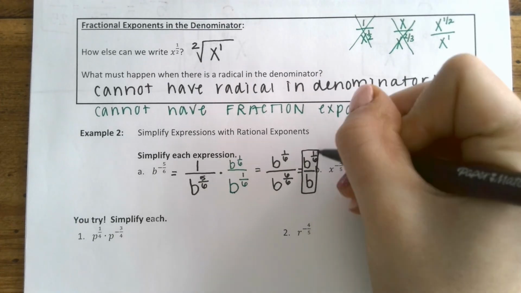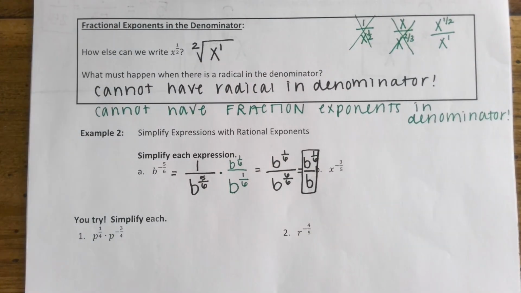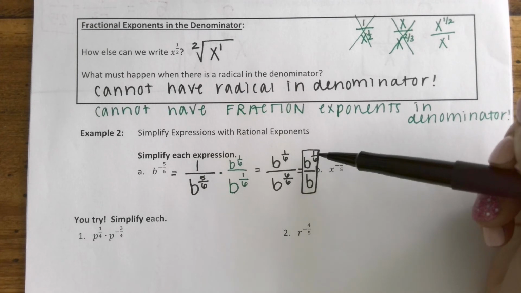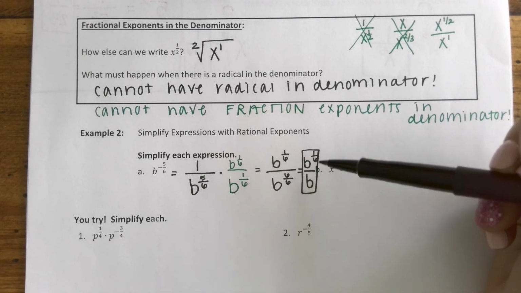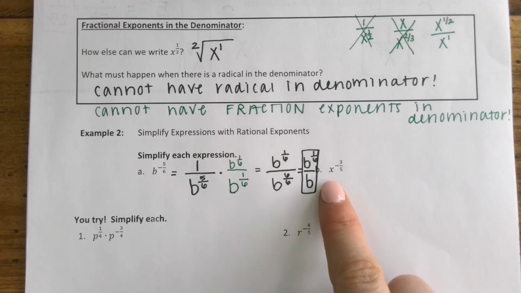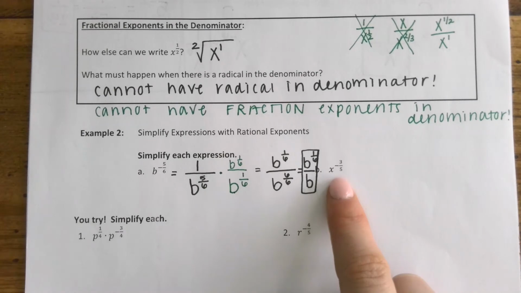Okay, this is what most of our answers will look like here. It's okay to have that fractional exponent in the numerator. That's totally fine, but we cannot have that in the denominator. Go ahead and take a minute to try. No, actually, we'll do part B together, just so we can see another one like that.